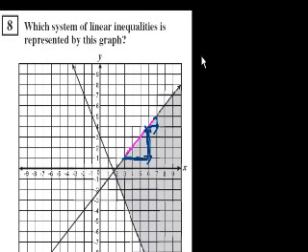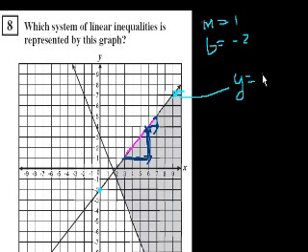So the slope of this first one, let me do it in a color you can see over black, the slope is equal to 1. And what's its y-intercept? Well, you just look where it intersects the y-axis. Right there. So the y-intercept is equal to minus 2. So this first equation right here is y is equal to x minus 2.